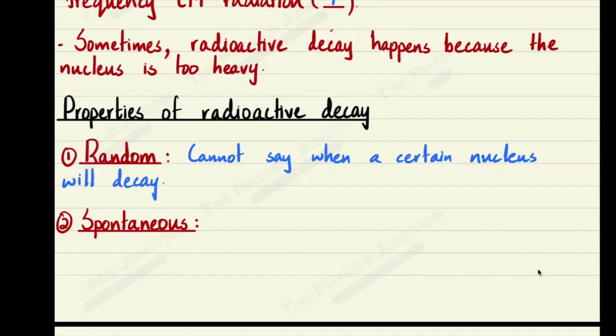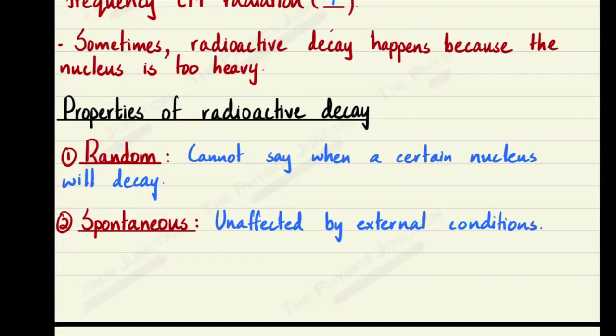The other one is called spontaneous, which is called the spontaneity of radioactivity, which basically means it's unaffected by external conditions. So for example, like temperature or pressure, these things do not affect the rate of radioactive decay. It doesn't affect it at all. That's what this means.